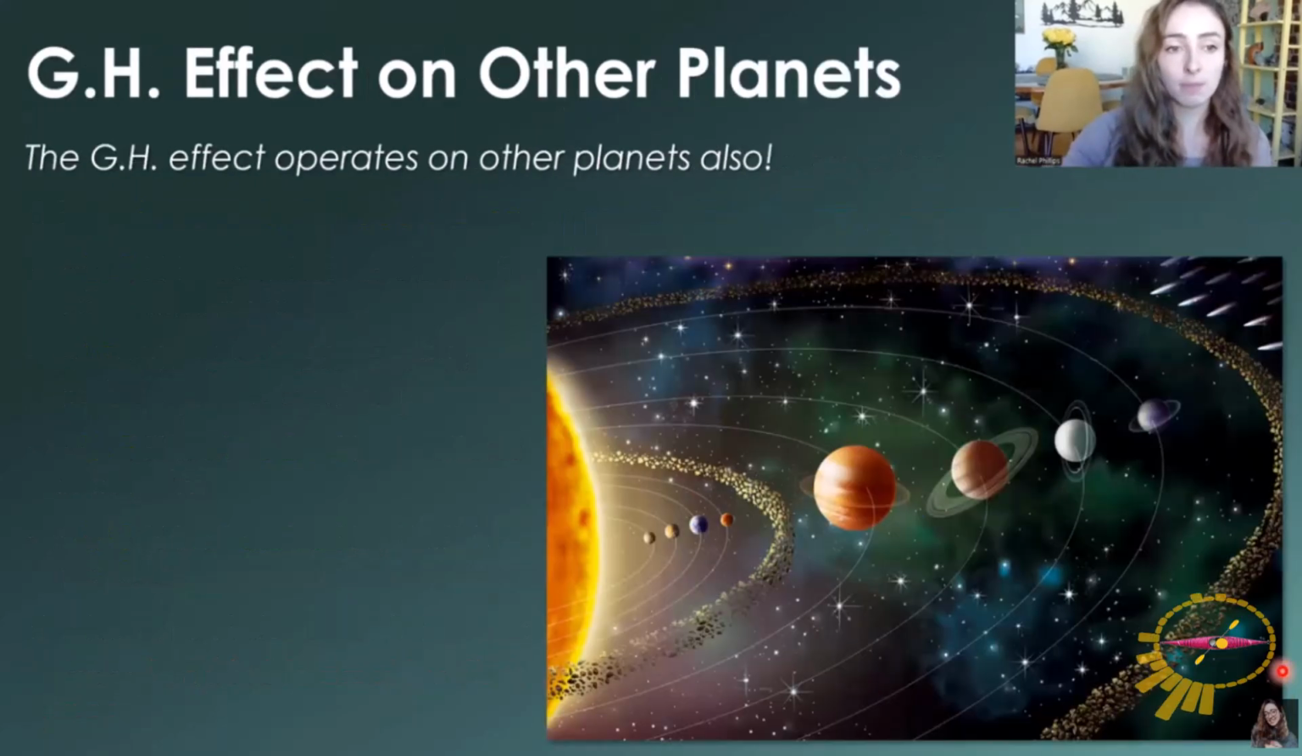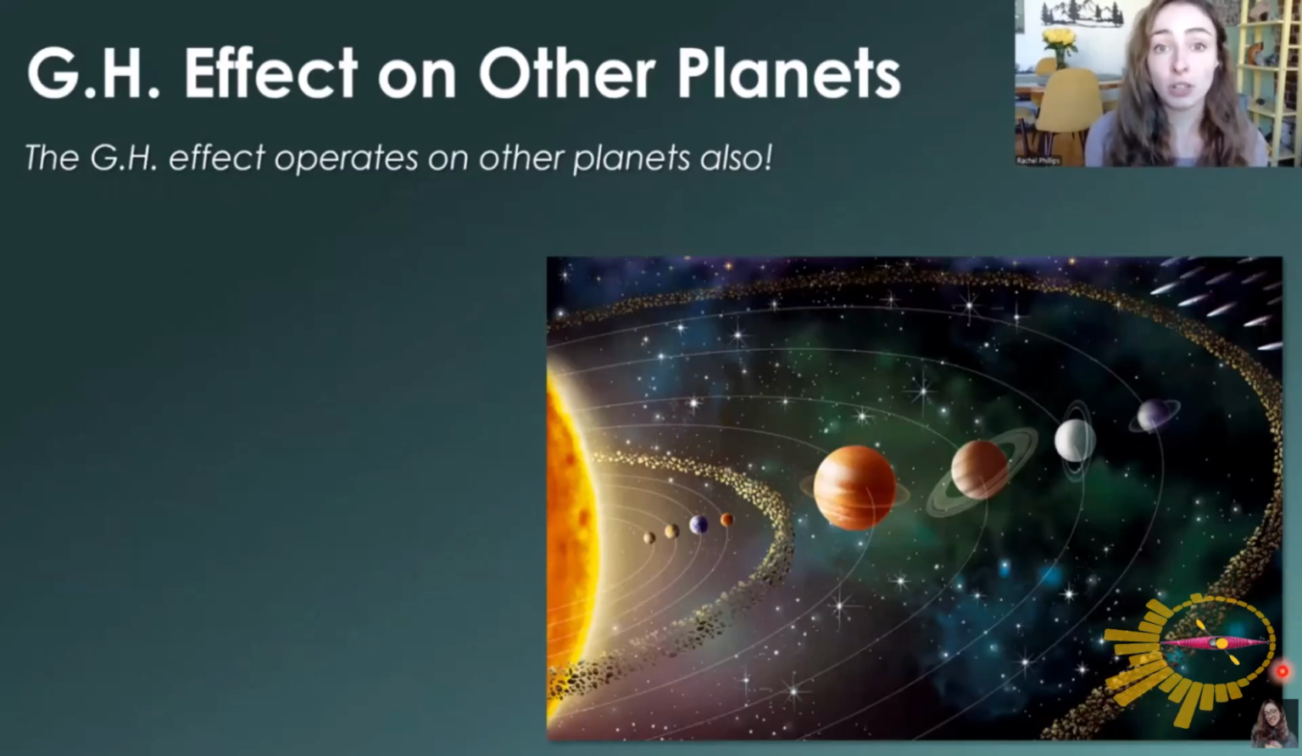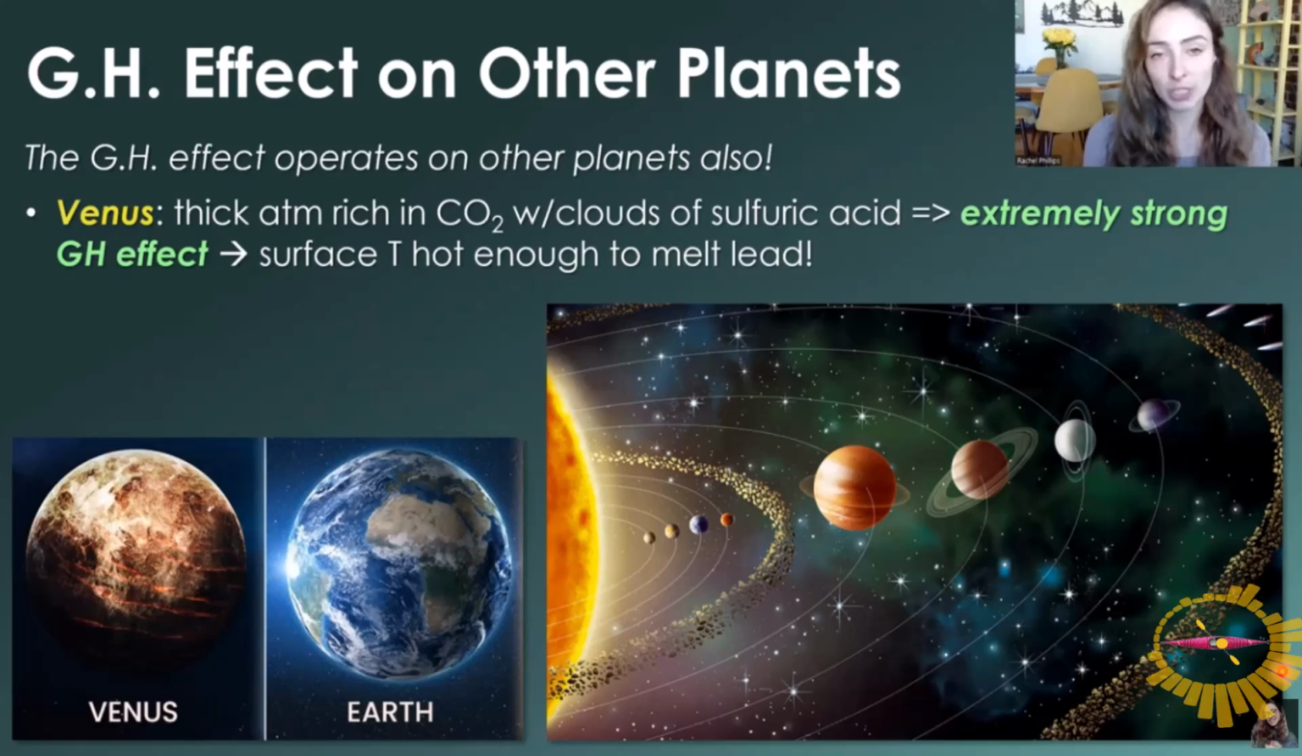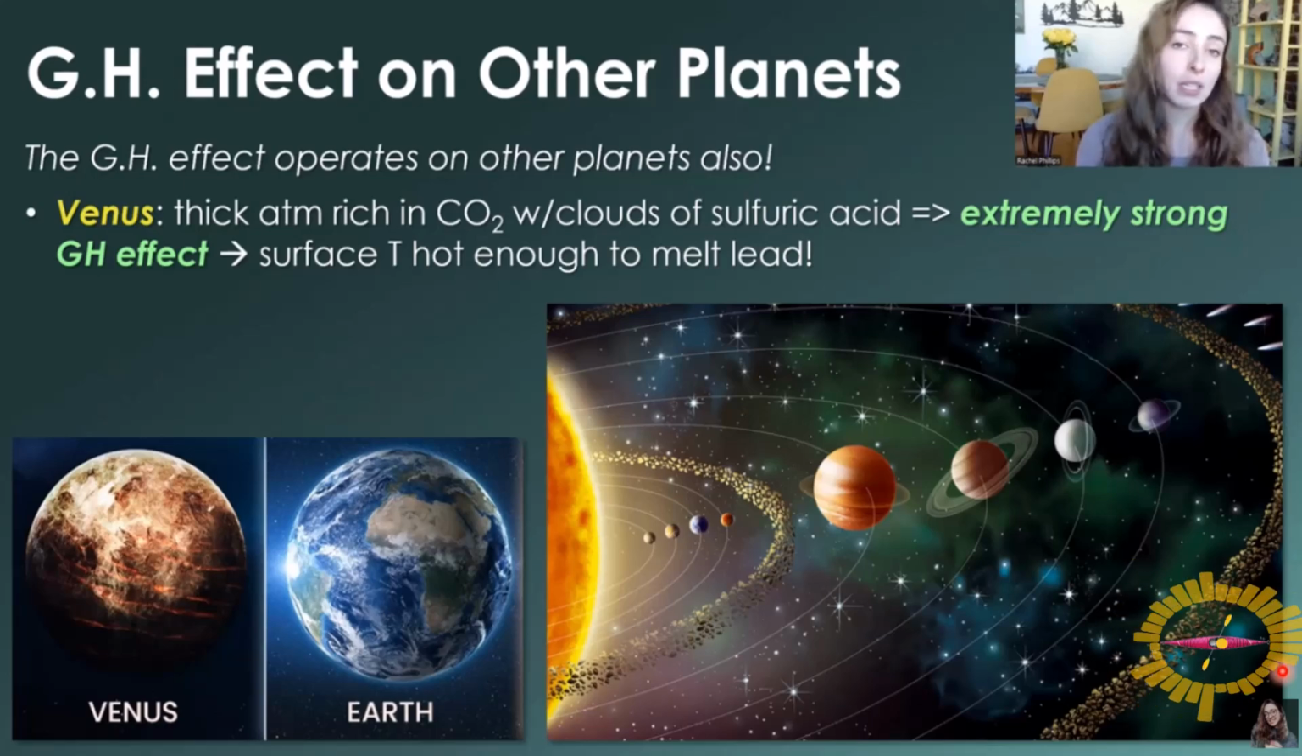In any case, the greenhouse effect is not unique to Earth. It operates on all other planets too. Well, all other planets with atmospheres that contain greenhouse gases. For example, Venus has a very thick atmosphere and very rich in CO2, which again is a greenhouse gas. And because of this, it has a very strong greenhouse effect. It's also closer to the sun, so it already receives more input of solar radiation. And because of this, it has a surface temperature hot enough to melt lead, which is really terrifying.